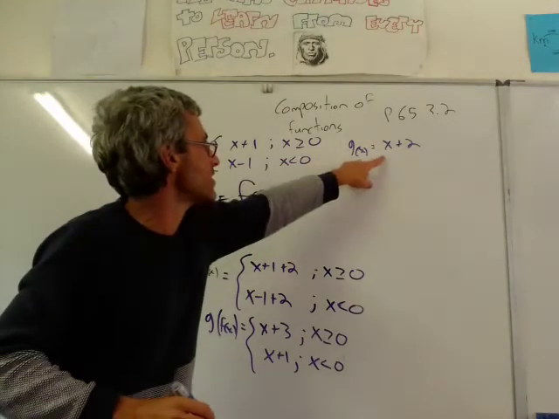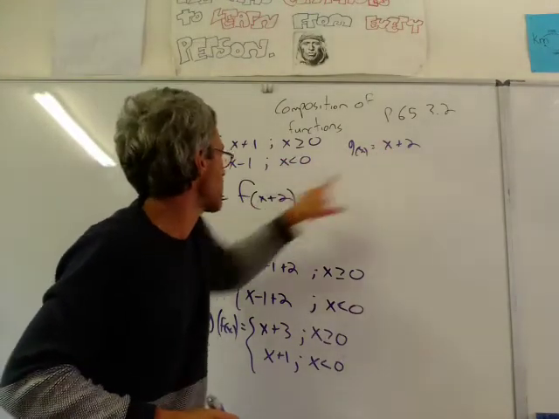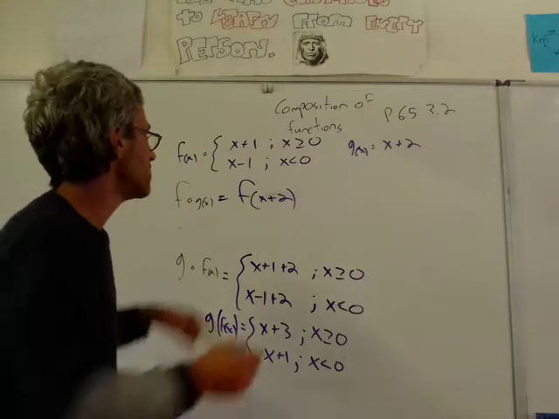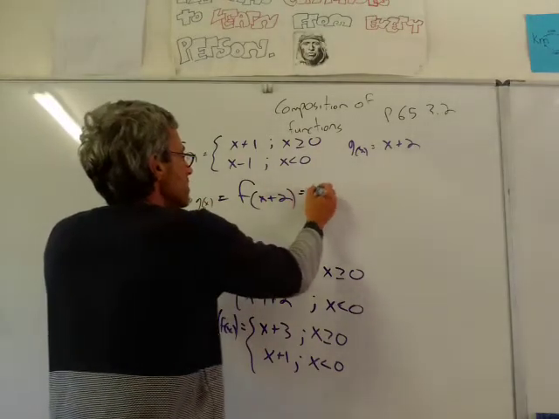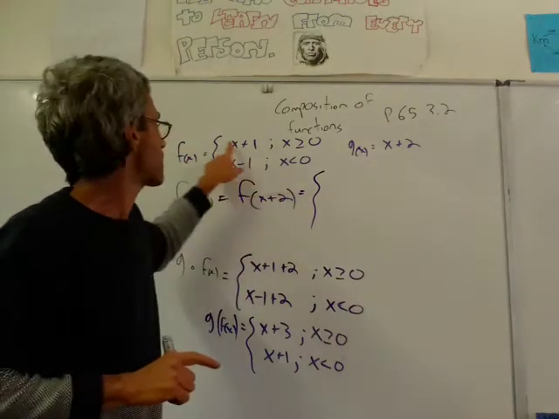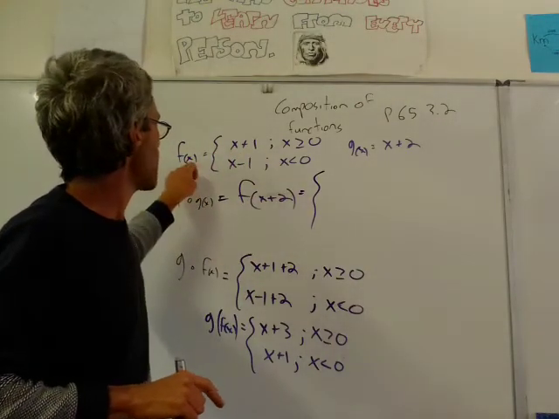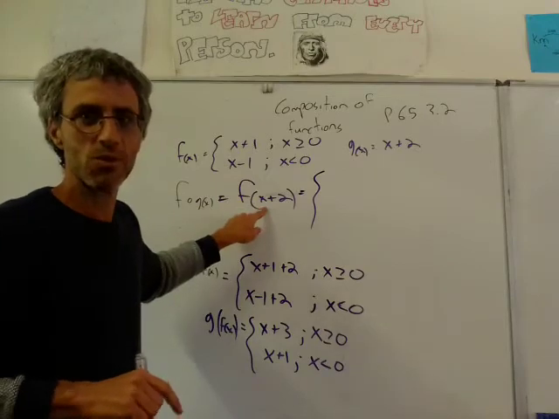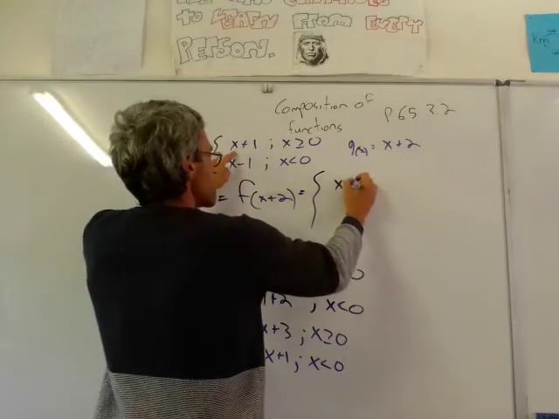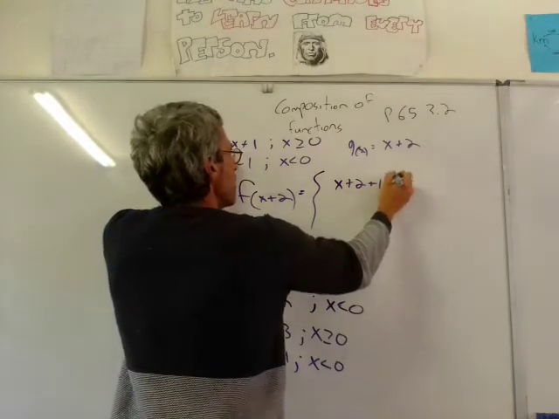So first I'm operating g. I'm going from x to x plus 2. Now I need to do f on top of that. So all I've got to do now is copy that, but everywhere it says x, I now have to put x plus 2. That's not a problem. So instead of x, I'm going to write x plus 2 plus 1.